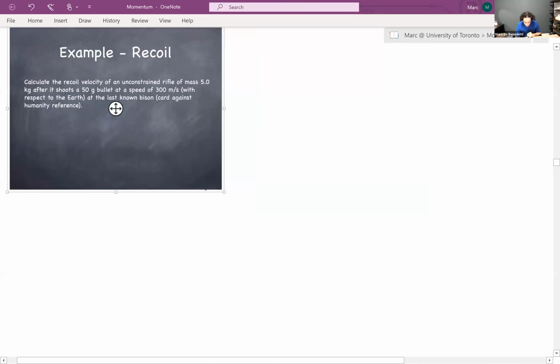So here's a question about recoil. Calculate the recoil velocity of an unconstrained rifle. Unconstrained meaning it's not strapped to the table. No one's holding it down. There's a rifle just sitting on a table and someone pulls the trigger with a piece of string, so the rifle is free to do whatever it wants, which is very dangerous. Calculate the recoil velocity of an unconstrained rifle with mass m1 equals 5 kilograms after it shoots a bullet of mass 50 grams.